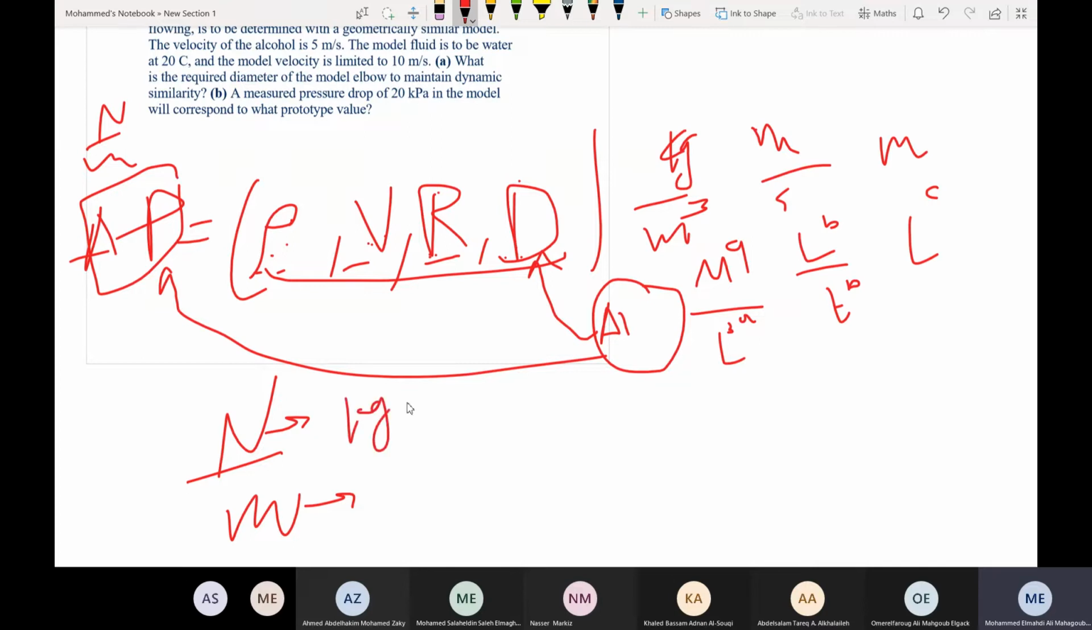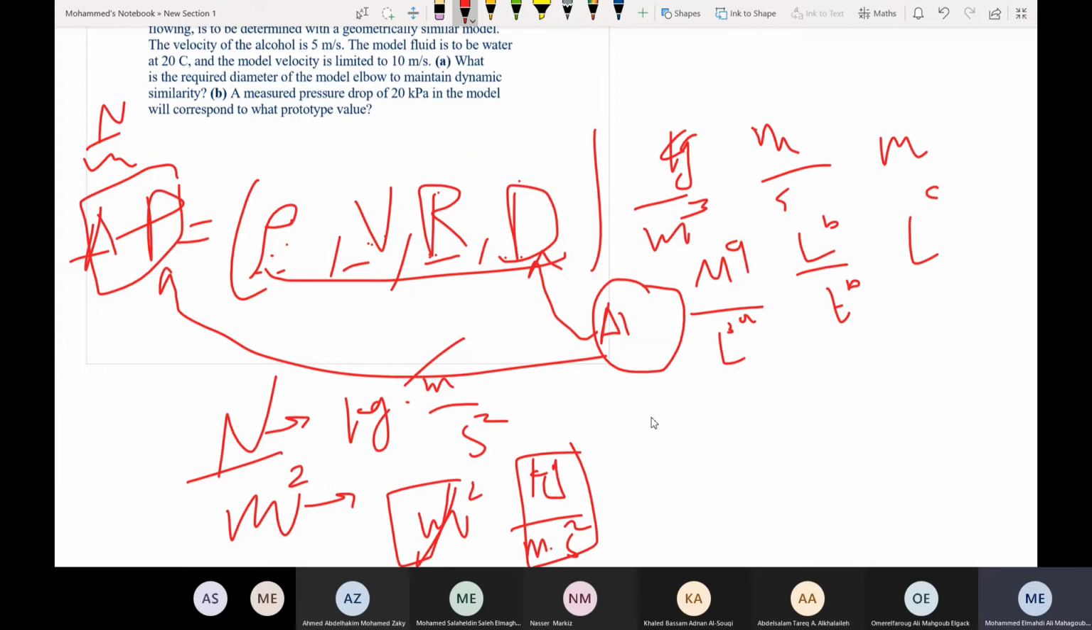Newton is kilograms times meters per second squared; take meter with meter squared for pressure, newton over meter squared. We end up with meter down, so it will be kilogram over meter times second squared. So remember pressure is kilogram over meter second squared, which is M over L T squared. Plus, all of them equal to M to the power 0, L to the power 0, T to the power 0.